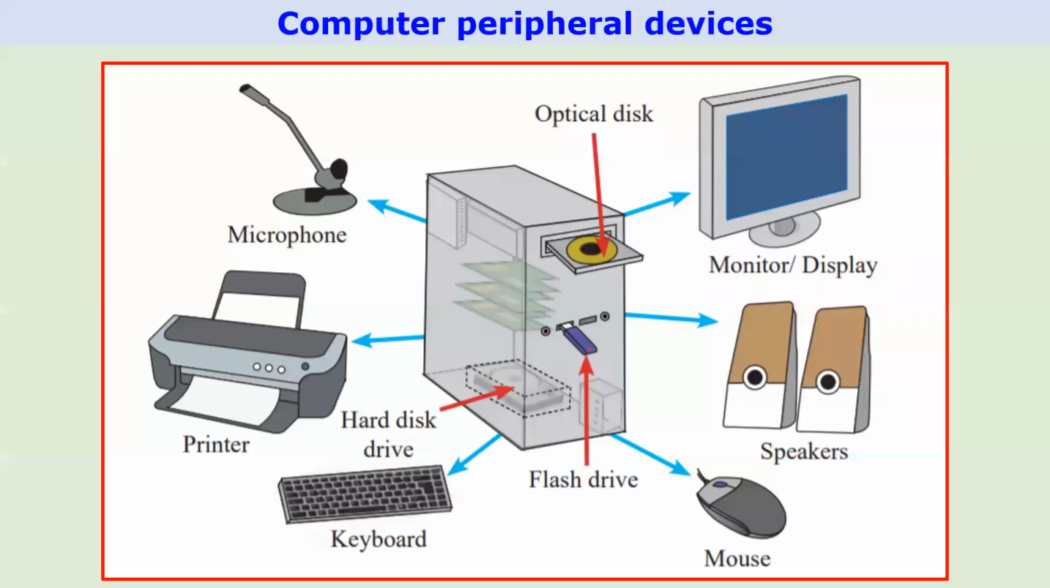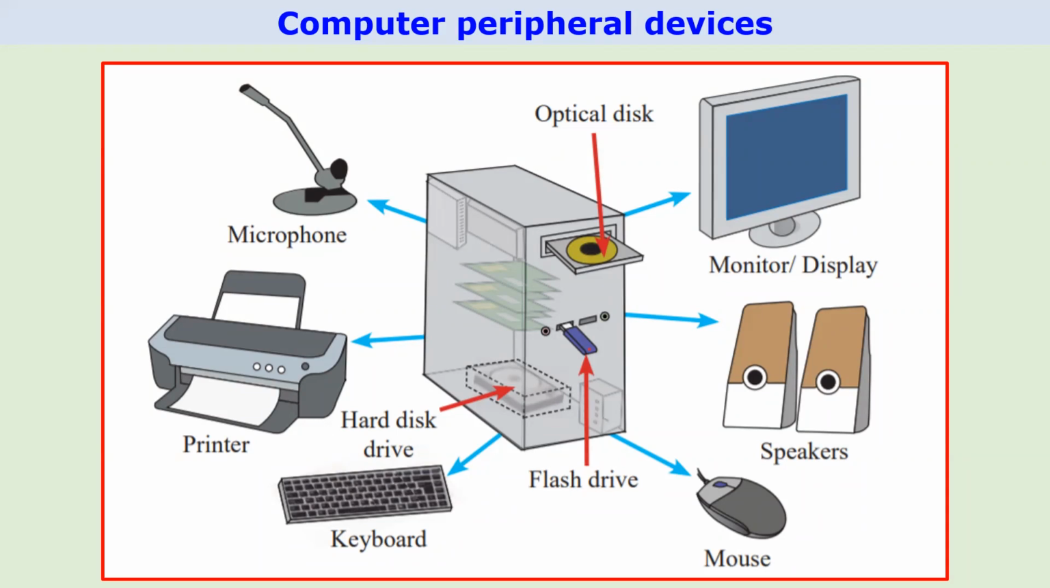Then look at the diagram. This diagram shows some important devices that you can normally see with a computer. Monitors, speakers, mouse, flash drive, like that. Later we are going to divide them into categories according to their task. Until then, try to identify these components here.